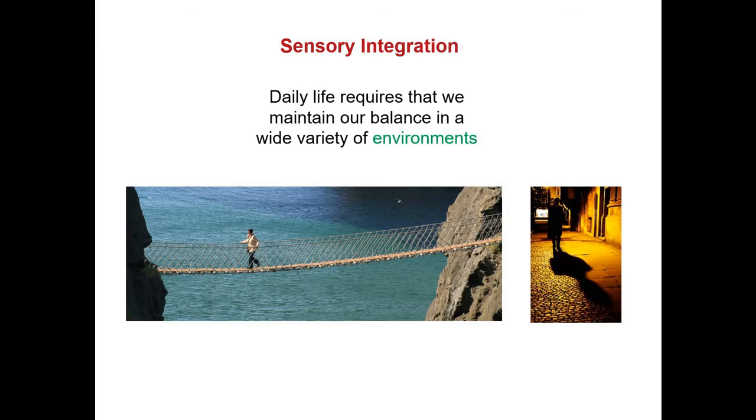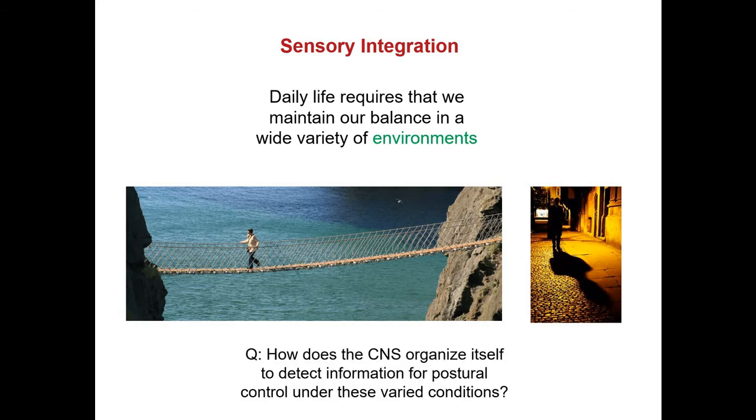Let's now switch from looking at the contributions of the individual perceptual systems to beginning to understand how the information detected by the various perceptual systems can be integrated together. Daily life requires that we maintain balance in a wide variety of environments. Given our interest in understanding what makes movements functional, an important question is, how does the central nervous system organize itself to detect information for postural control under these varied conditions? An important part of the answer to this question is connected to the idea of sensory integration.